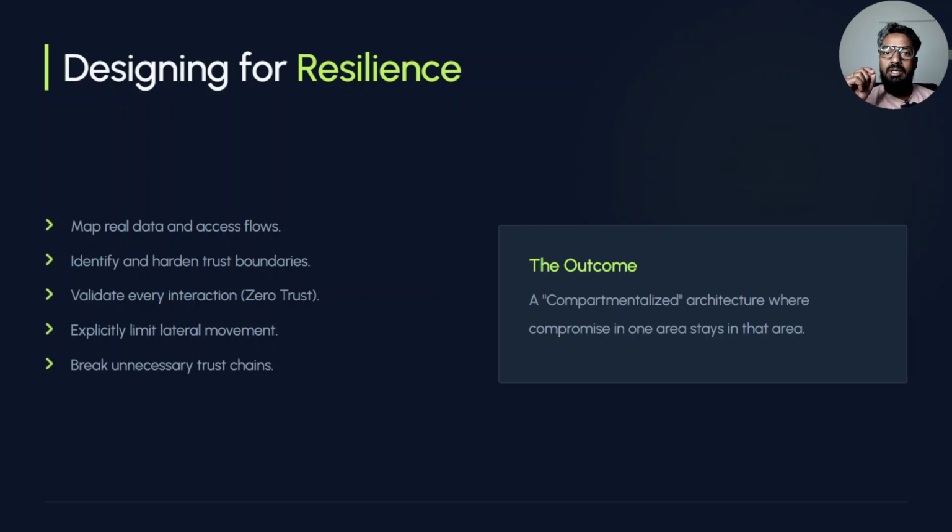Now, good architecture thinks a little differently. It focuses on flows, not just the components. It maps how data and access move across the systems. It validates every interaction and it reduces all the unnecessary trust. And it limits how far an attacker can move. That's very important here.